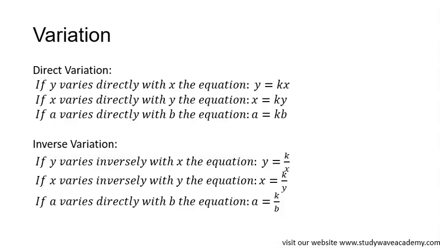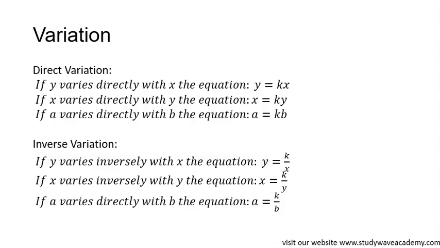Variation. A variation is a relationship between two or more variables that describes how one variable changes in relation to the other, okay? There's the direct and inverse variations. That's what we're going to be looking at. In direct variation, as one variable increases, the other also increases proportionally. And in inverse variation, as one variable increases, the other decreases proportionally. Okay? Do you understand that?